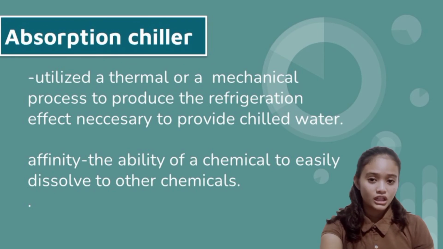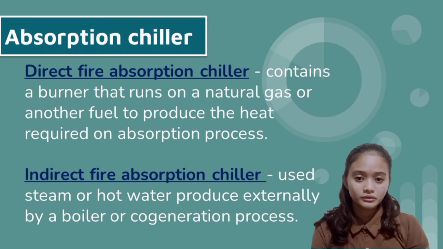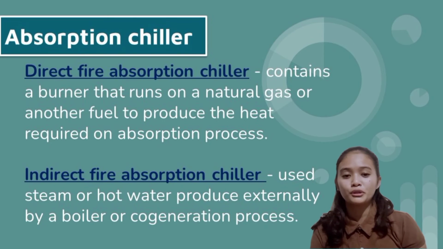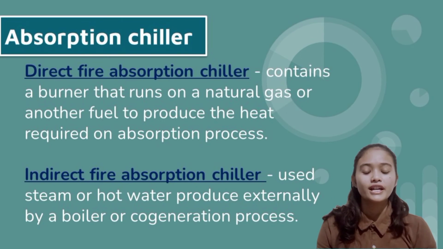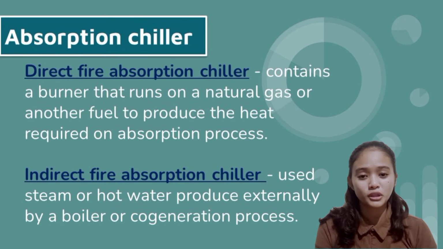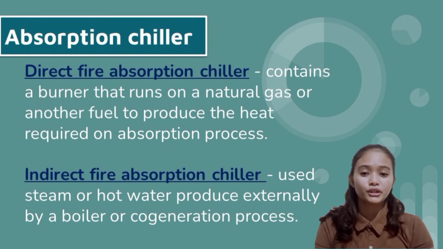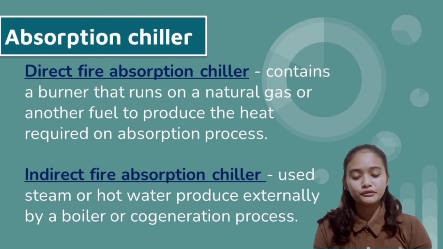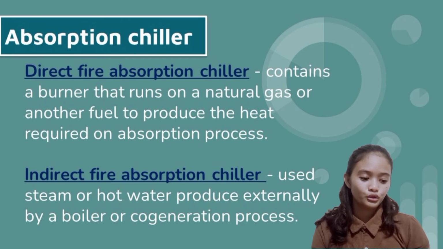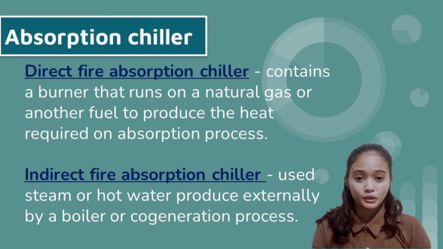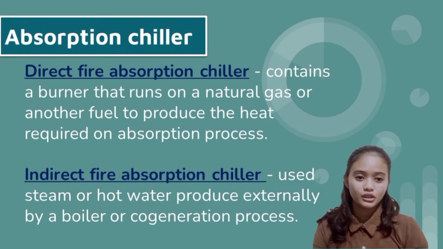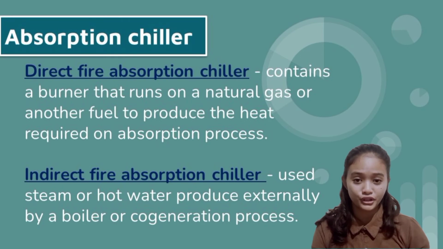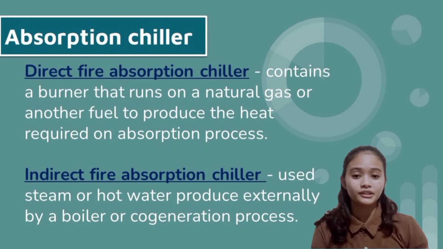There are two types of absorption chiller, the direct fire absorption chiller and the indirect. The direct fire absorption chiller, from the name itself, has a burner underneath it, and that burner runs on natural gas or a fuel that is used to produce the heat required for the absorption process. And the indirect fire chiller uses heat or steam from another burner, which is placed externally, not directly underneath itself.